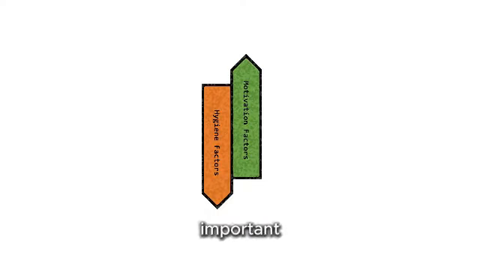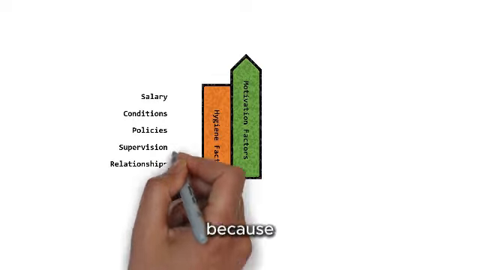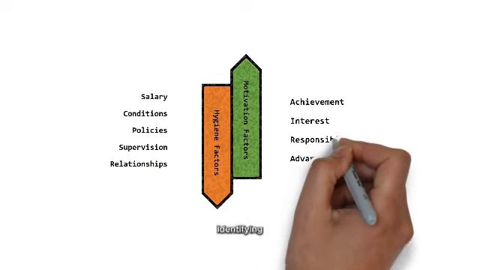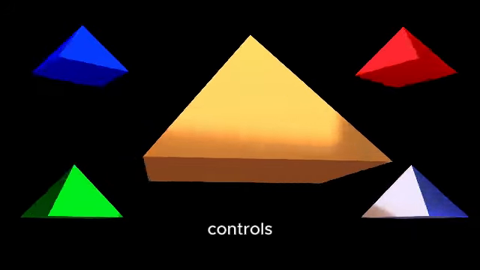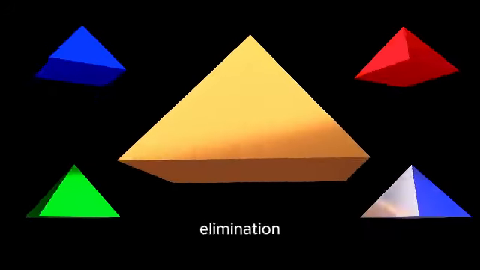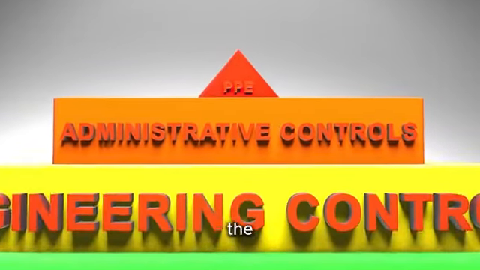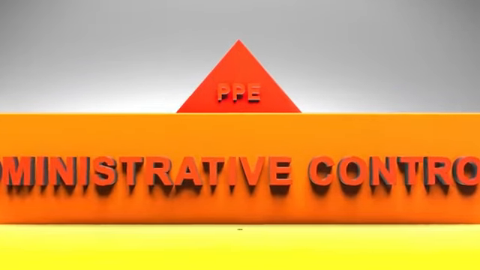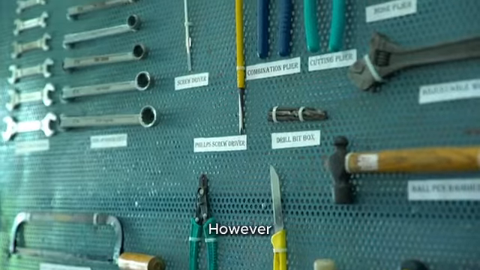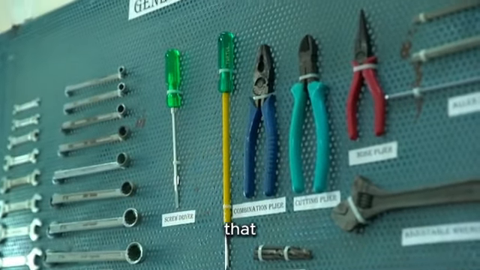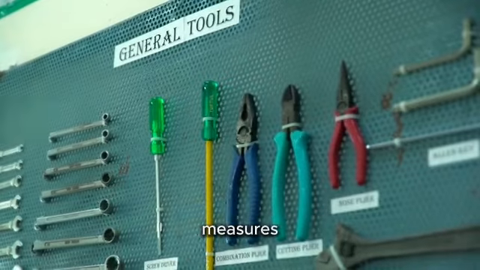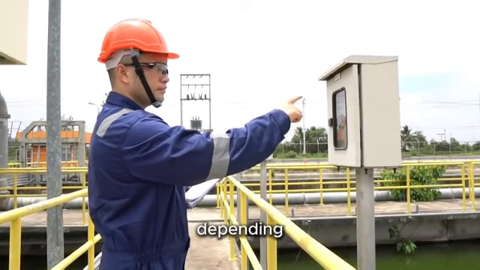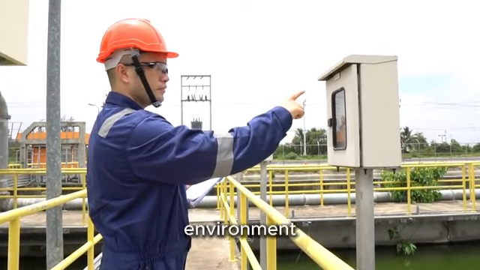So, it's important to understand the hierarchy of controls because it provides a systematic approach to identifying and implementing effective controls to mitigate workplace hazards. The most effective controls are at the top of the pyramid, such as elimination and substitution, while the least effective controls are at the bottom of the pyramid, such as PPE. However, it's important to remember that each level of the hierarchy is a valuable tool in the toolbox of safety measures and should be used appropriately, depending on the specific hazard and the work environment.